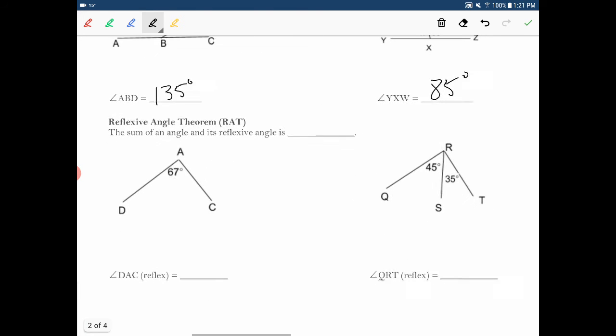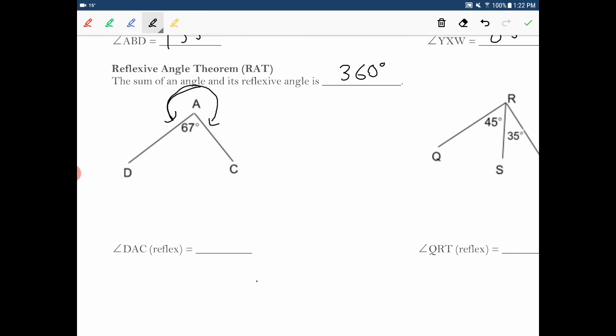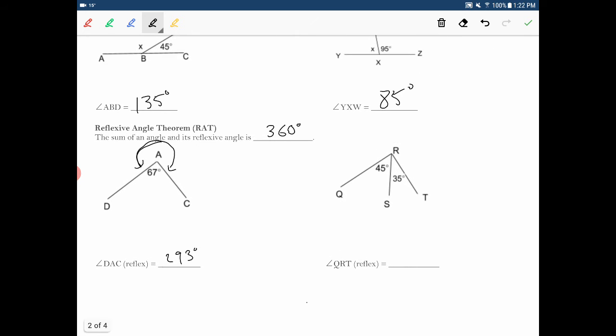All right, let's see, so reflexive angle theorem, or RAT, which to be honest with you doesn't come up that often, but if we add two things to get 360 degrees, you're looking at the reflex angle associated with the angle. So for this one, it would be this angle here. So it'd be 360, and we've cut out 67 degrees, which is going to leave us with 293 degrees. All right, is that right? Yes, that is right.